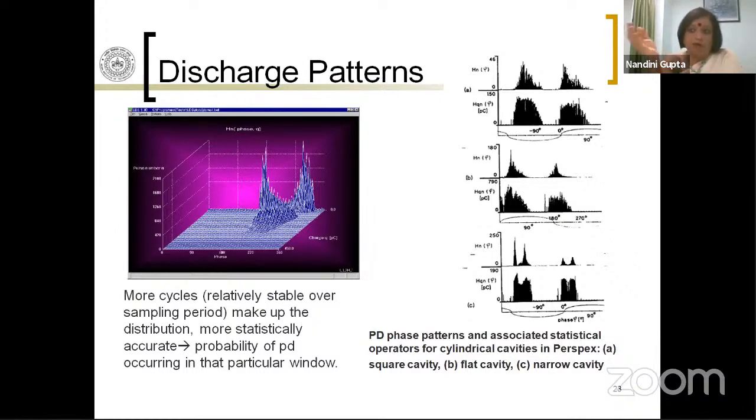Now, of course, I'm not going to talk about those things. I'm going to talk about something very basic. How do you measure PD? What we measure in PD is not the individual pulse, but the discharge pattern. Now, what do I mean by the discharge pattern? By the discharge pattern, I mean the phi-q-n pattern.